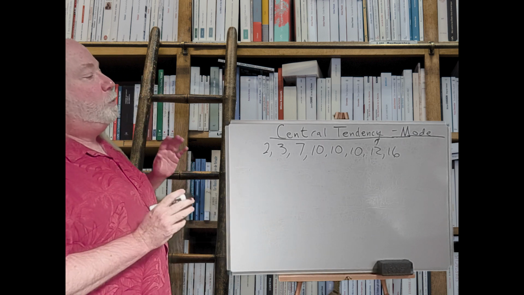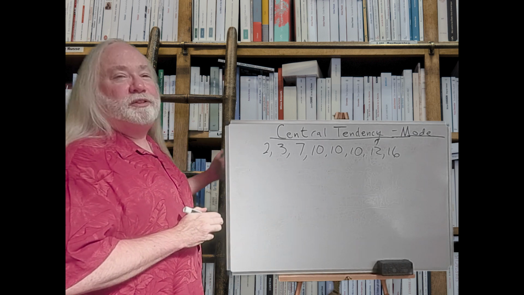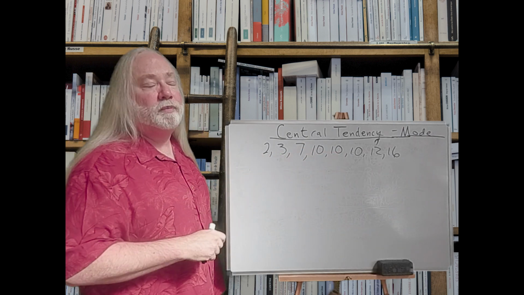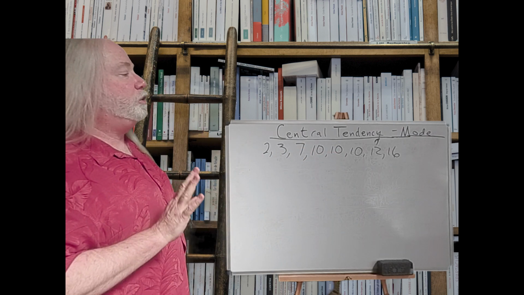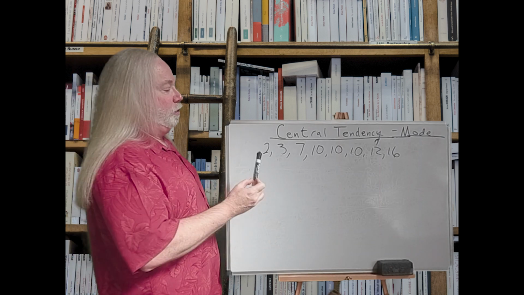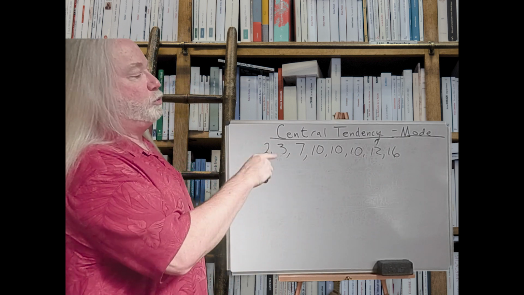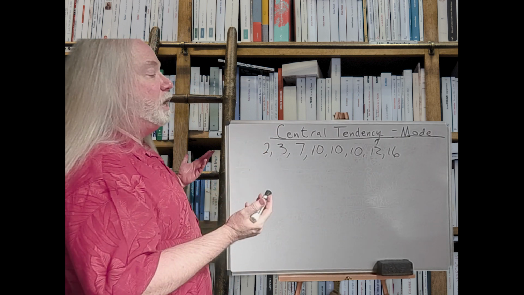But in this case, we've got some raw scores. It's best to organize them first. I pre-organized, but I could have written this up randomly and then sequenced it. And all we're looking for is what score do I see the most of? Well, there's 1, 2, 1, 3, 1, 7, 3 10s, a 12 and a 16. So the mode is 10.